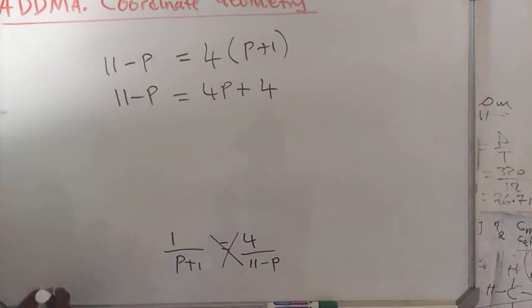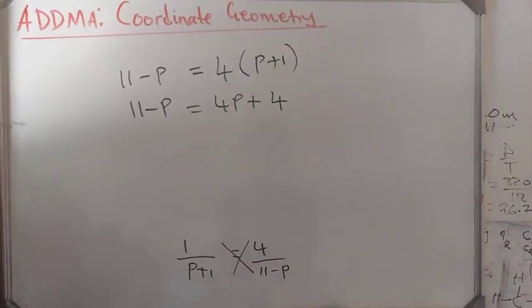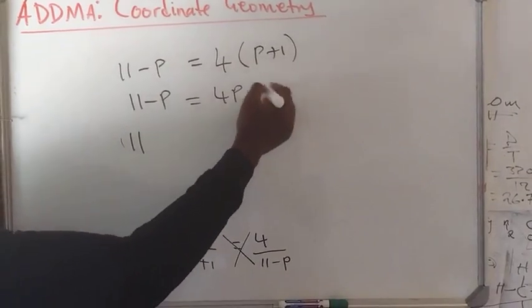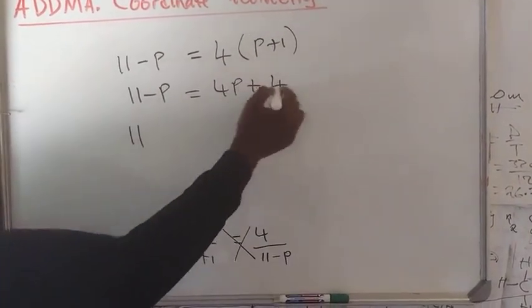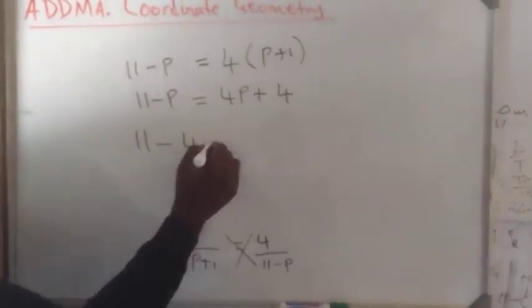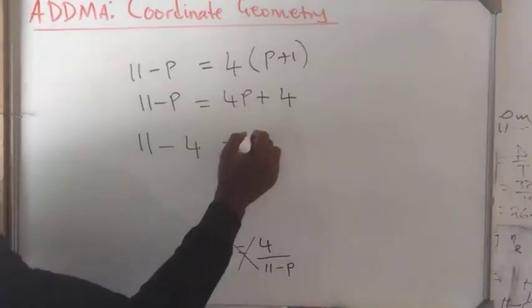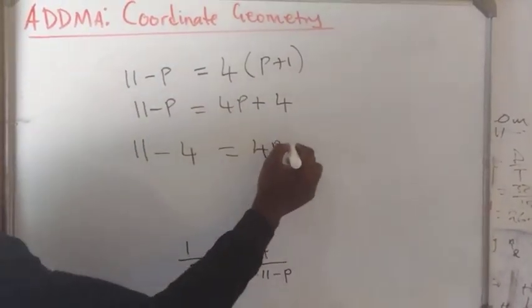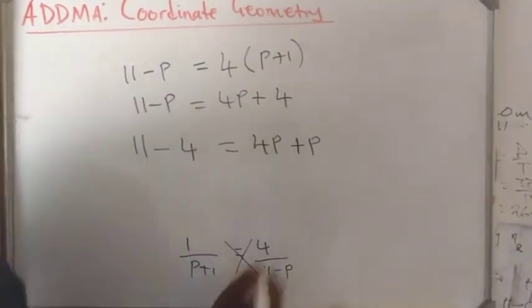So from this stage now, we can collect the like terms. So 11, the like term of 11, it's a positive what? 4. So this is a positive number. So here is going to be a negative what? 4. Equal to, here there is 4p. This is a negative p. But when it comes this side, it will be a positive what?